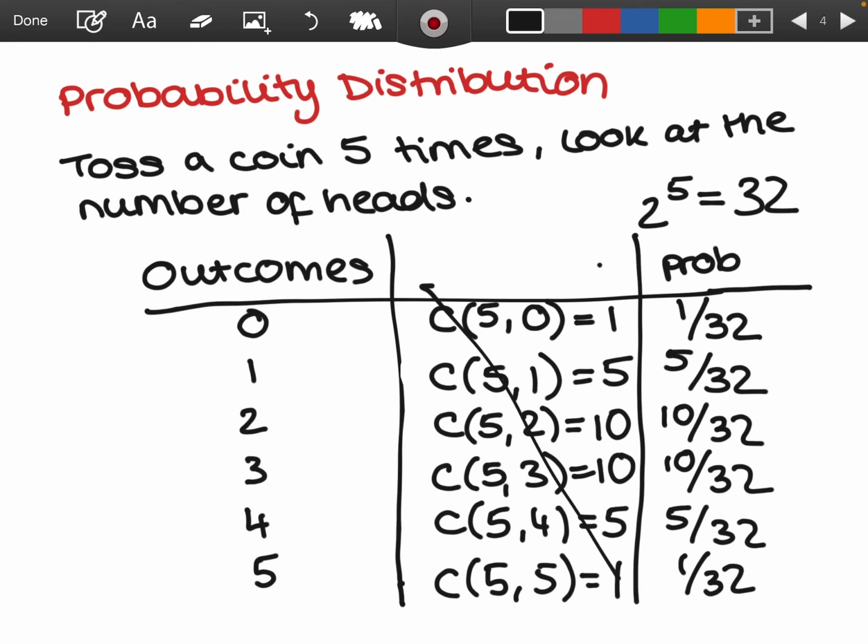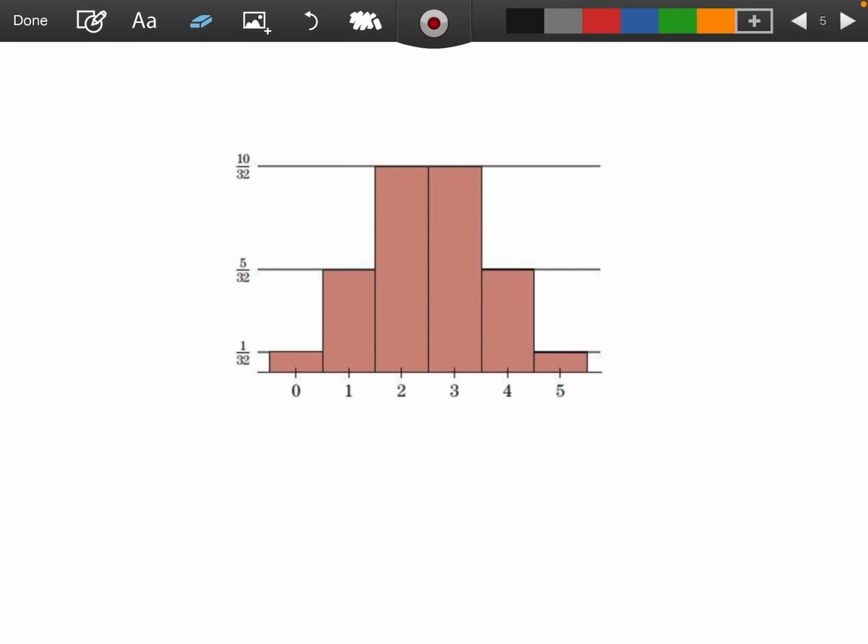This is a probability distribution table. You don't necessarily need this part in the middle. I just did that to show you where each one comes from. But it would give you each of the outcomes and their probabilities. This is the histogram that represents that data.